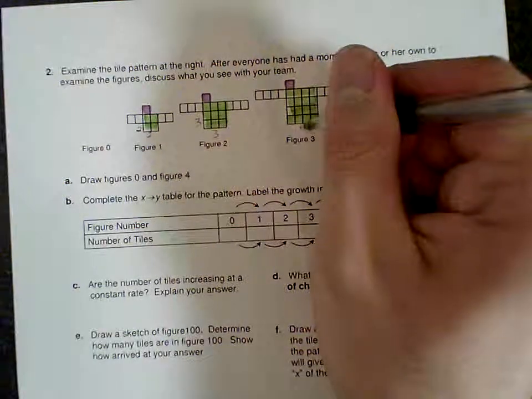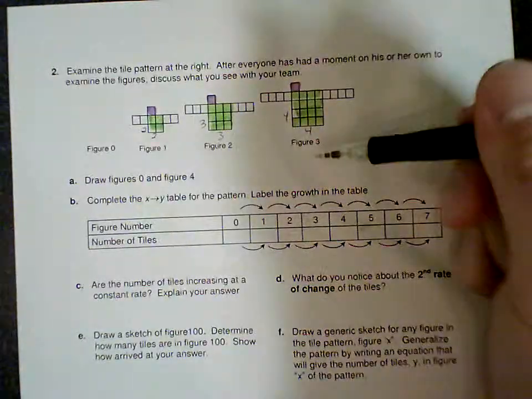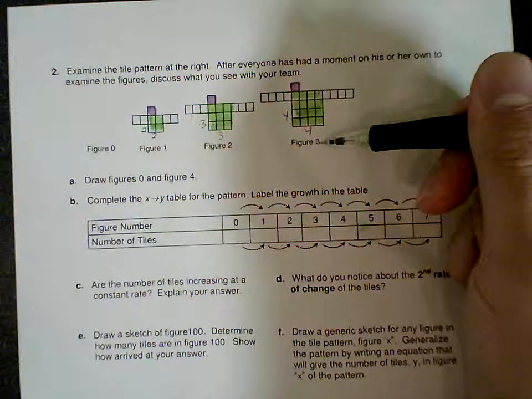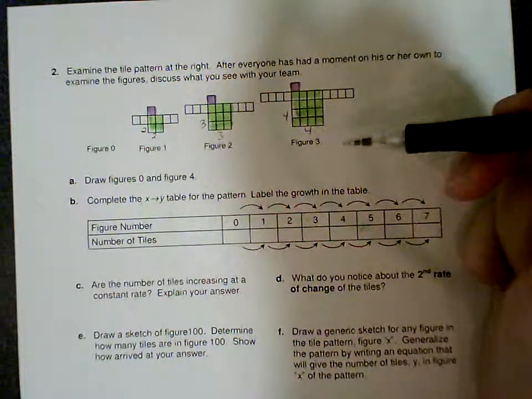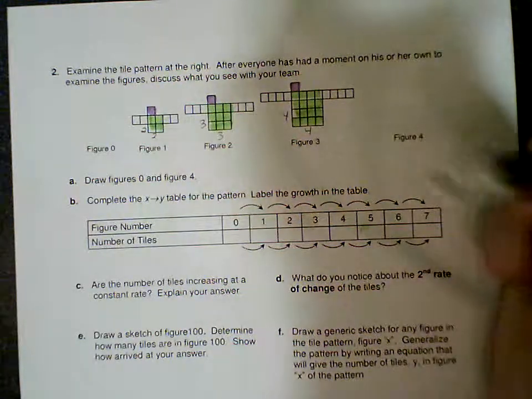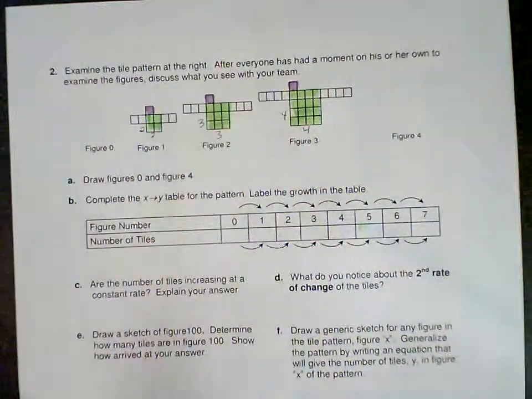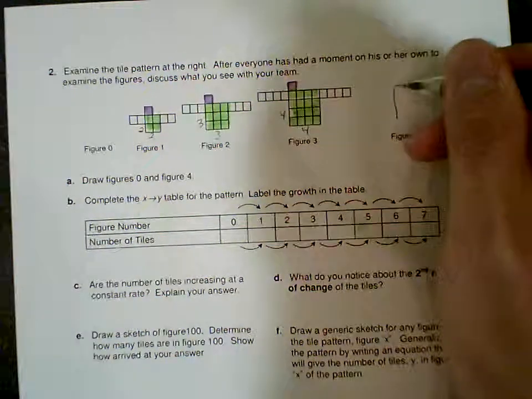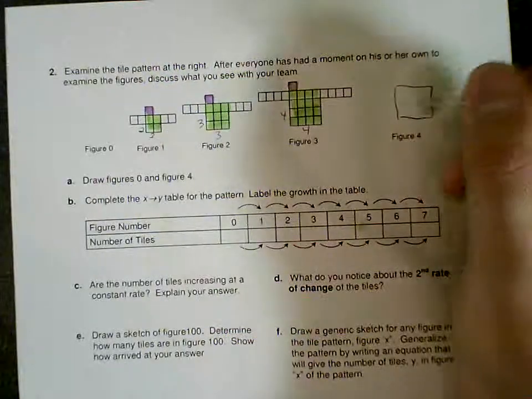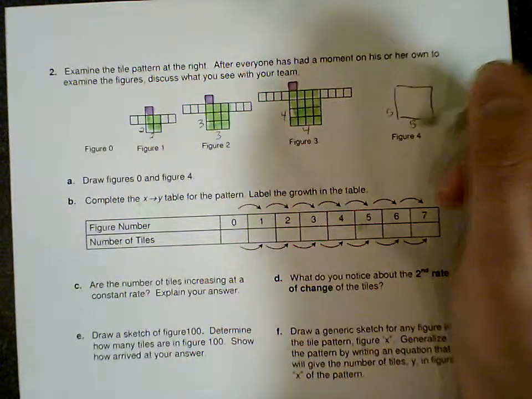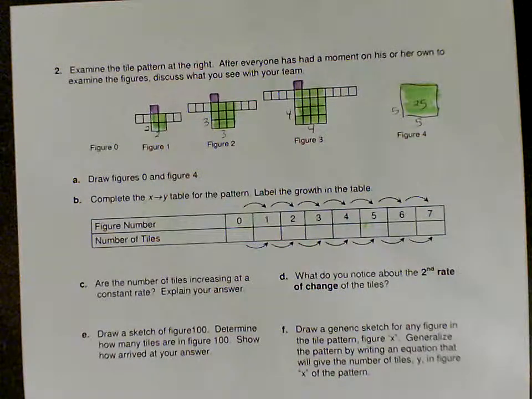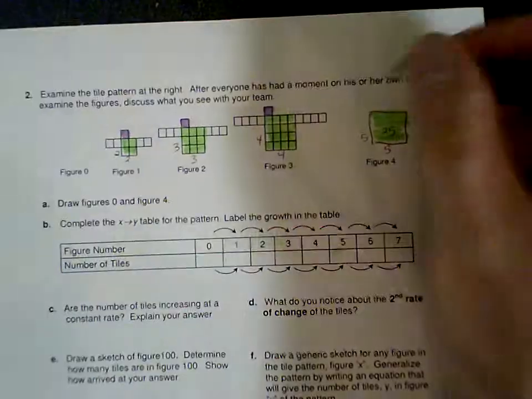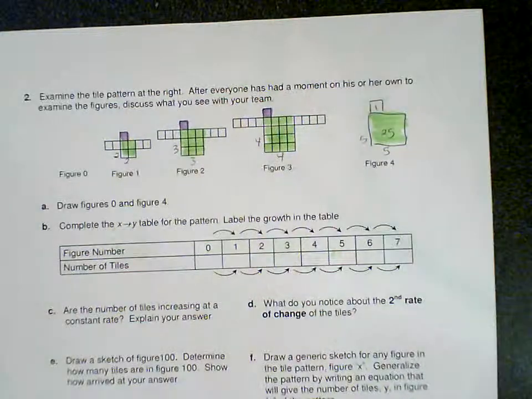So one thing I'm noticing is that this figure number is always one less than the sides of these squares. So this is a 4 by 4 square, but that's figure 3. So in figure 4, I'm going to have a square again, but it's going to be one more than the figure number. So it's going to be a 5 by 5 square. So that'd be 25 total tiles in that one. Perfect. And then we're going to have that one square that's on top. We'll have just one purple one there.